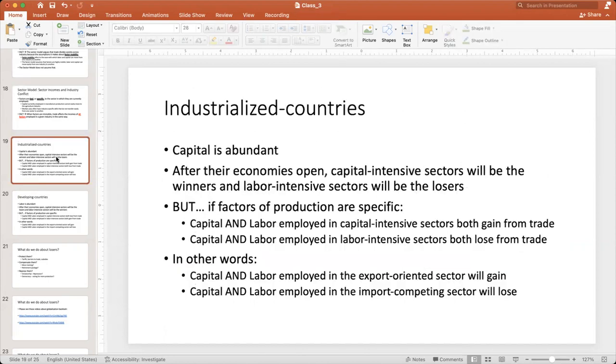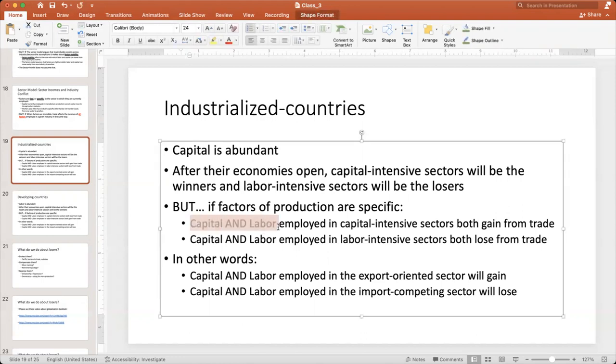So let's explain that better. Imagine that this is an industrialized country. So capital is abundant. After the economy is open, capital-intensive sectors will be the winners and labor-intensive sectors will be the losers. But, and this is a huge but, if factors of production are specific, capital and labor employed in capital-intensive sectors won't gain from trade equally. So what does that mean? That the human capital employed in the capital-intensive sectors, those who have the specific skills to produce manufactures, will get higher wages and better working conditions. And the owners of capital in these sectors will get higher prices and better conditions.